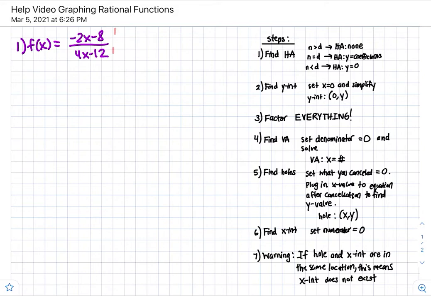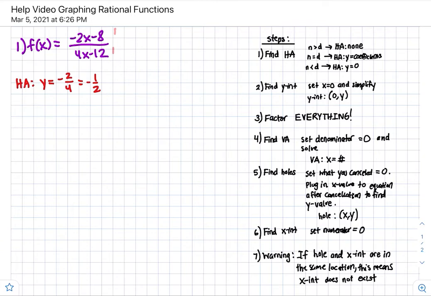So our horizontal asymptote is going to be y is equal to, what are the coefficients of these two? -2 and 4. So -2/4, which is -1/2. This will be important when we graph, but for now, the horizontal asymptote is y equals -1/2.